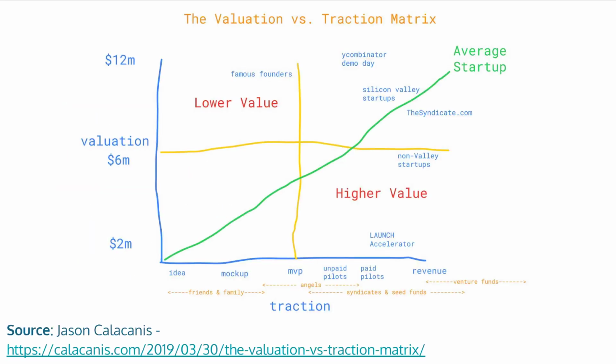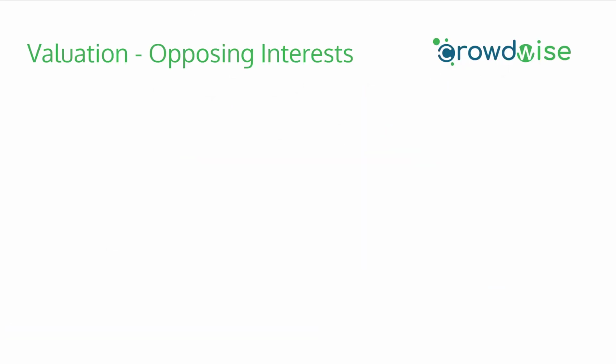Just a reminder, we discussed this last lesson, but this is the valuation versus traction matrix from Jason Calacanis. It shows how, on average, a startup will go up in valuation as they gain additional traction. However, there are various factors, such as famous founders, the type of accelerator that they went to, or many other things, which can either cause them to have a higher valuation than on average for a certain type of traction, or lower than average. Valuation is an interesting thing.